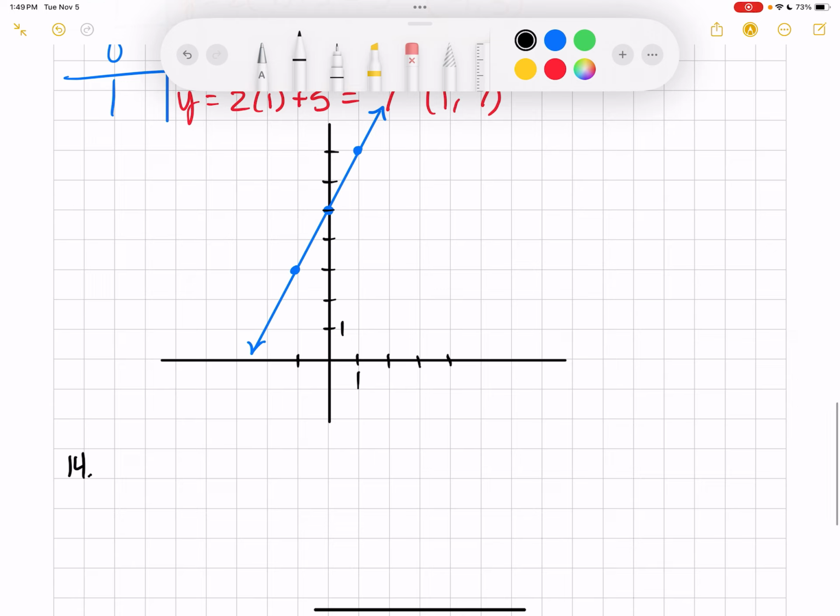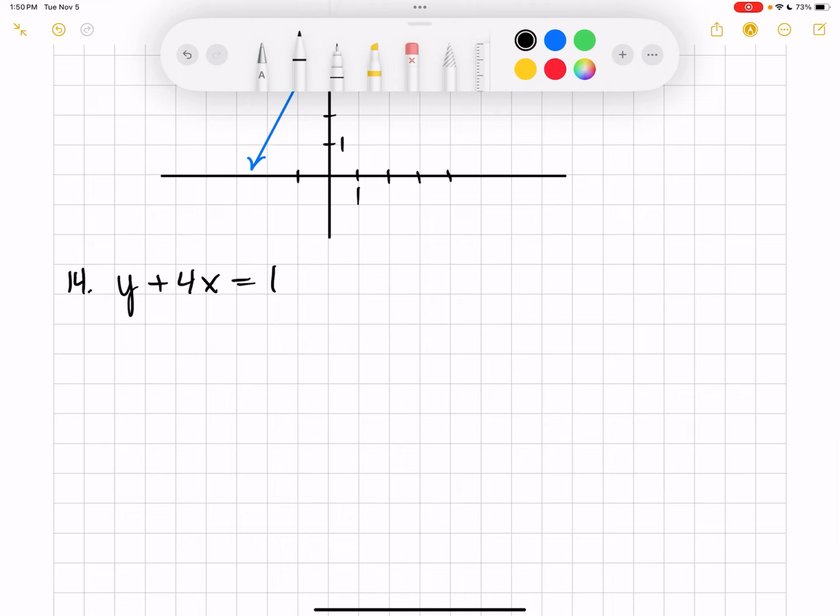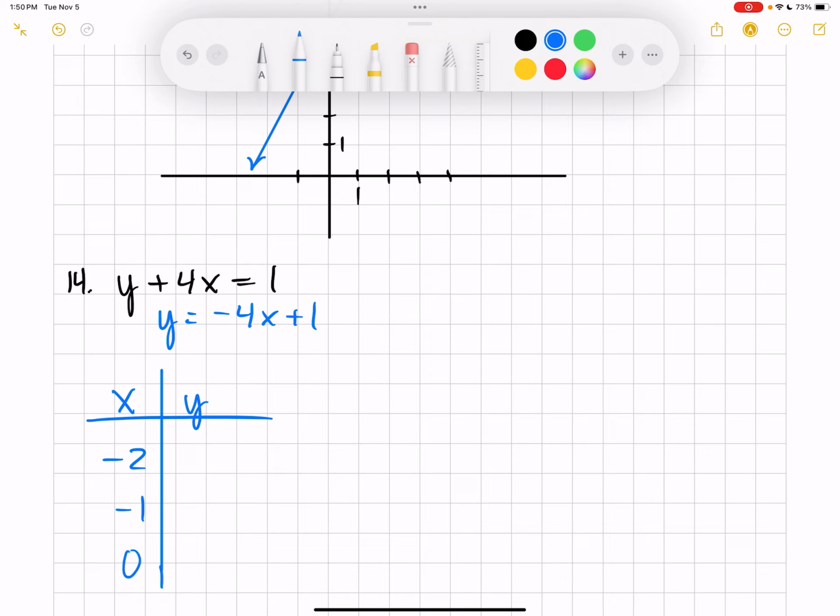All right, number 14. y plus 4x equals 1. So let's do this. First thing, which is what I should have done on the last one, is get y by itself. How do I get y by itself? Minus 4x. So y equals -4x plus 1. So now I set up my x, y table. What numbers do you guys want to use for x this time? -2, -1, and 0. Sounds good to me.